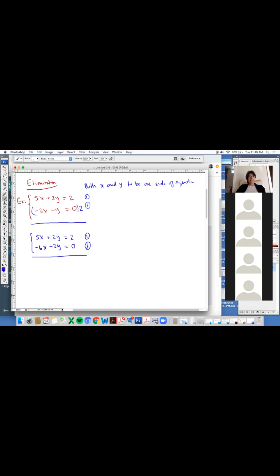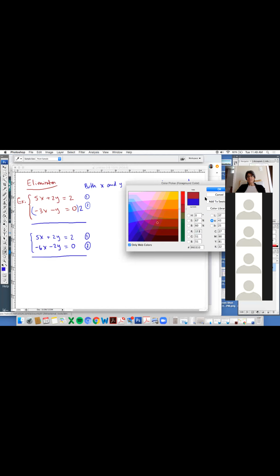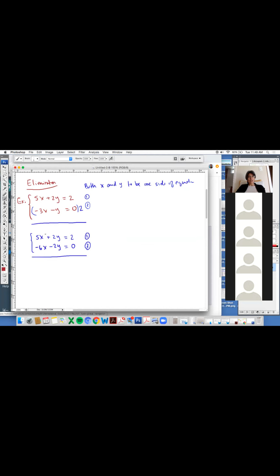All right, so by doing that, I can see that when I add things up, these will cross out. I'm adding things in columns, and because the plus 2y and minus 2y are opposites, these will cross out. For the x's, I have 5x minus 6x, which gives me negative x. The y's are crossed out. The 2 and the 0 give me 2.